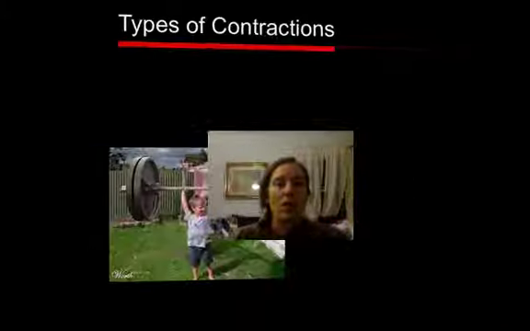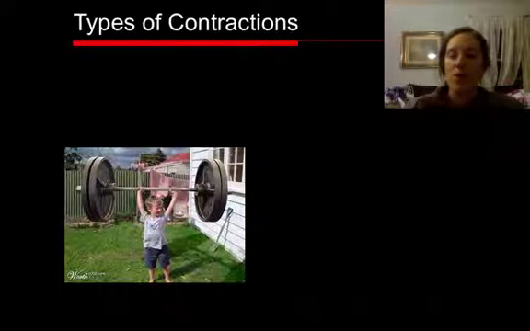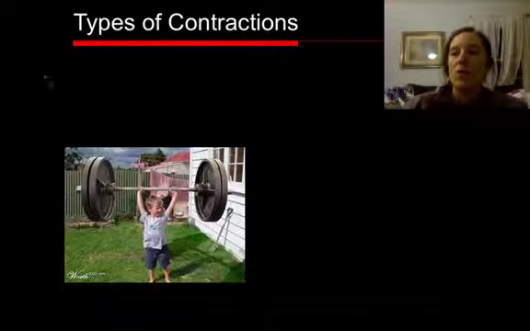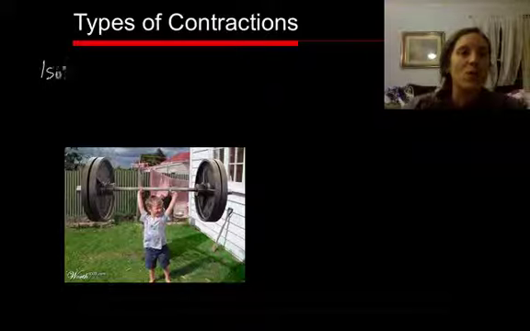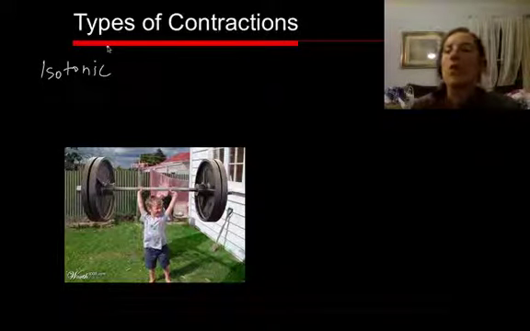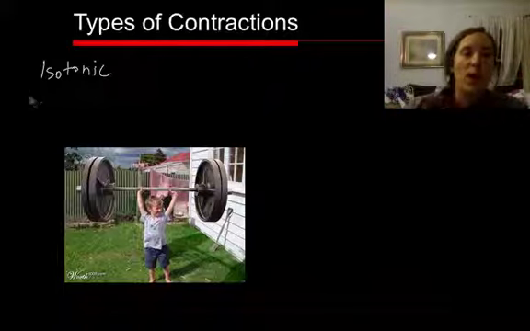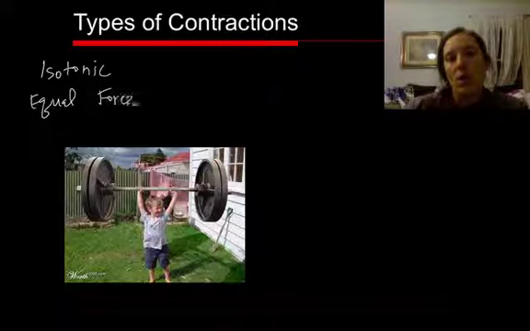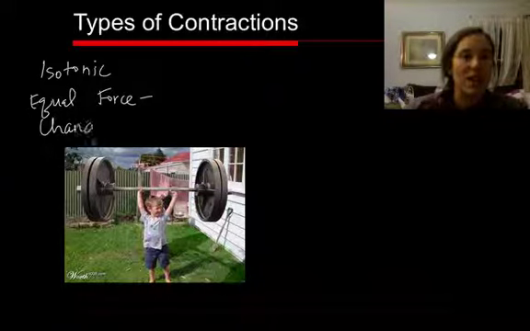Okay, so let's talk about types of contractions. Our first type of contraction is called an isotonic muscle contraction. Isotonic muscle contractions are where the muscle fiber is shortening and their attached ends, the ends that they attach to, move closer together. So this is where we have equal force, but a change in length.